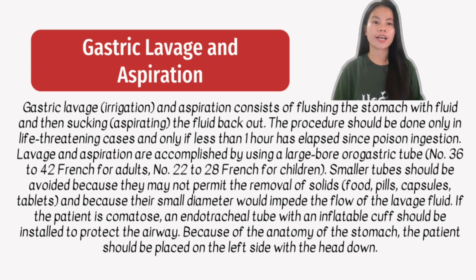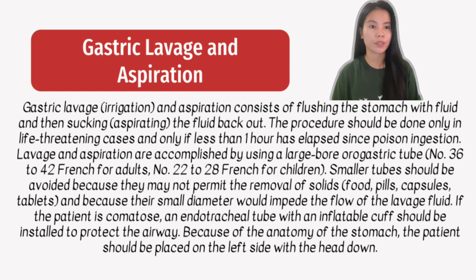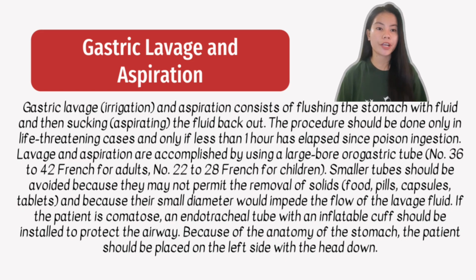Gastric lavage and aspiration. Gastric lavage or irrigation and aspiration consist of flushing the stomach with fluid and then sucking or aspirating the fluid back out. The procedure should be done only in life-threatening cases and only if less than 1 hour has elapsed since poison ingestion or exposure. Lavage and aspiration are accomplished by using a large-bore orogastric tube, number 36 to 42 French for adults, then number 22 to 28 French for children.